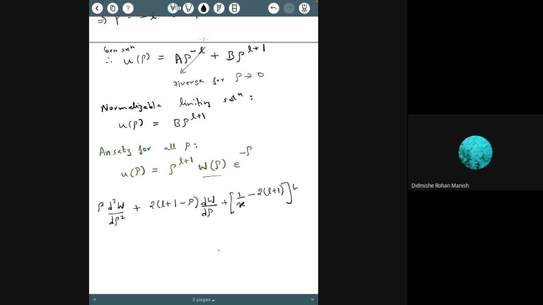And for rho tends to 0, I did not understand how we could dissolve the 1 by rho term. I mean, that one is vanishing because both of them are tending to large values, right? As rho tends to 0. As rho tends to 0, the 1 by rho tends to infinity. Right. But rho to the power L will tend to 0.